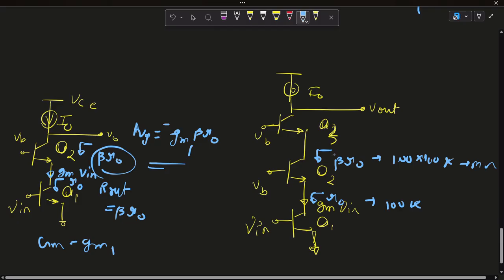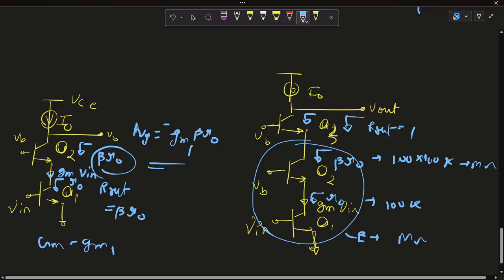So for this Q3 transistor, our emitter has a resistance which is in mega ohms. So for this Q3, if we look at the output from the collector of Q3, then our output impedance is beta R naught. It is not beta squared, it is only beta R naught, as it is saturated by the resistance which is beta R naught, which is very large. So that's why the output impedance is saturated to beta R naught.